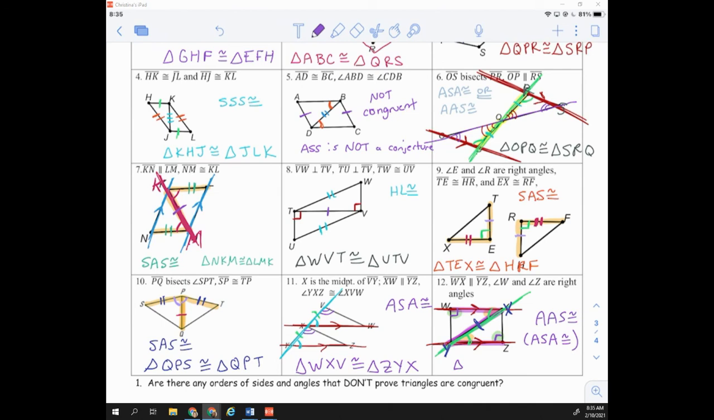So that would mean that we also know that those angles, so there's 180 degrees in a triangle, we would also know that these angles would have to match as well. So we could also do angle, side, angle. So triangle WXY is congruent to triangle ZYX.